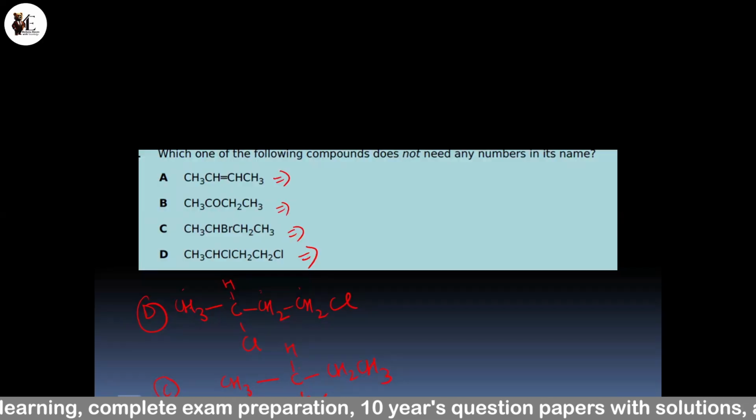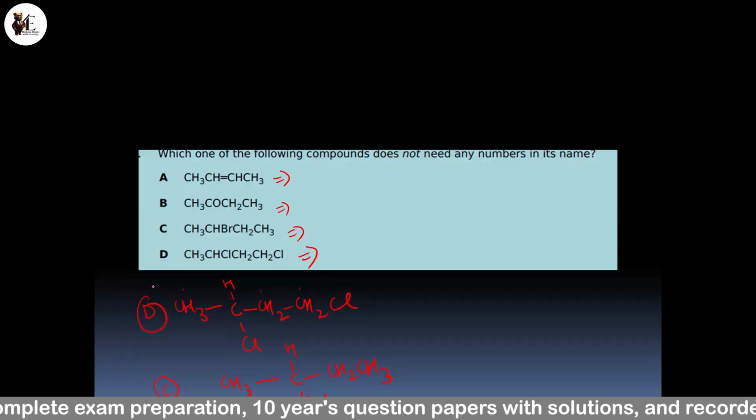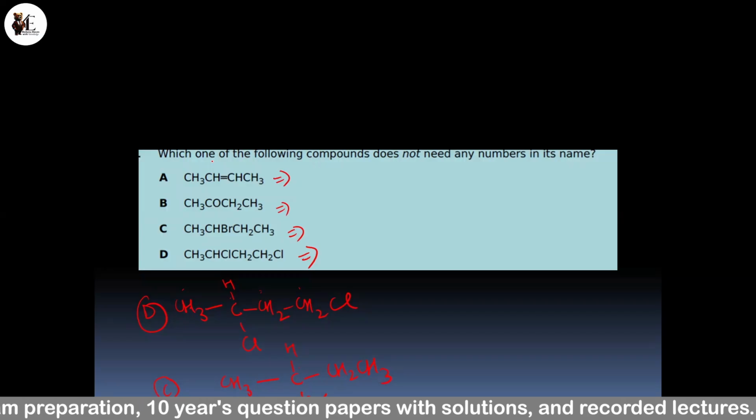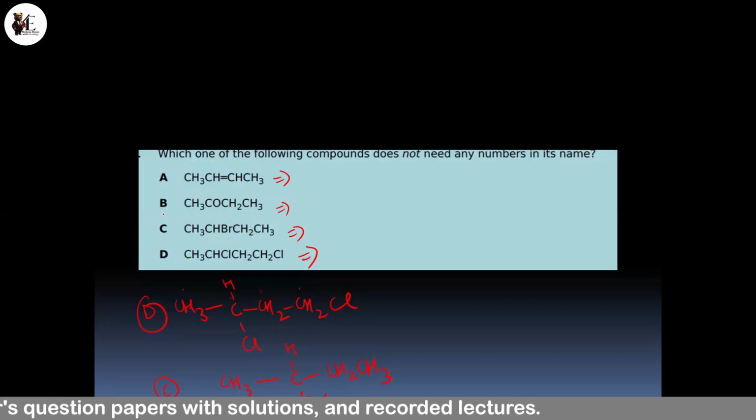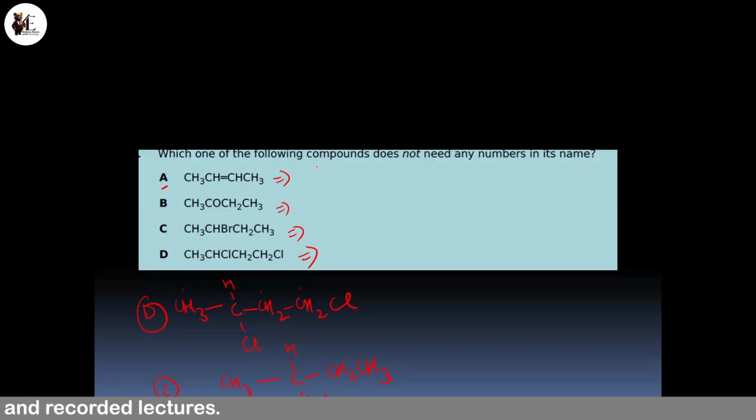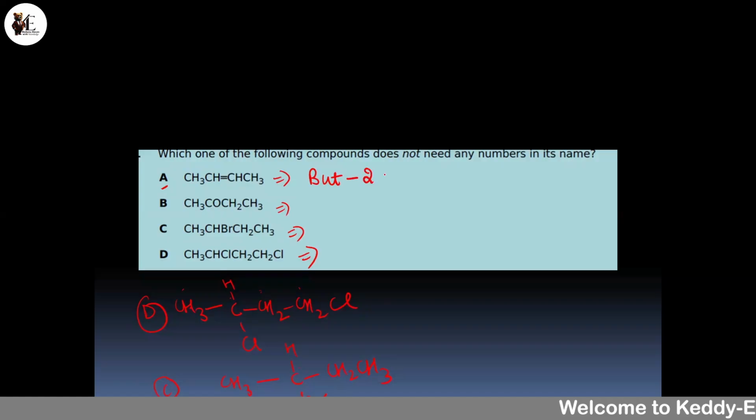I'm not sure, but I think it's A. Tell me the IUPAC name of A. But-2-ene. Okay. But I think because it's symmetrical, you don't have to say the 2.